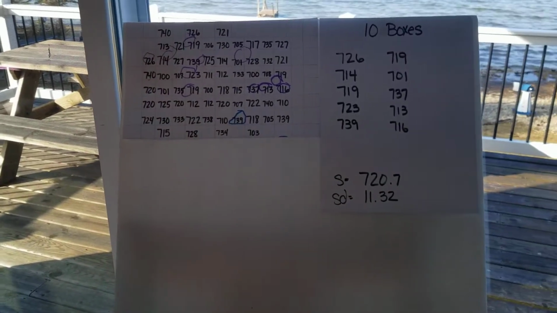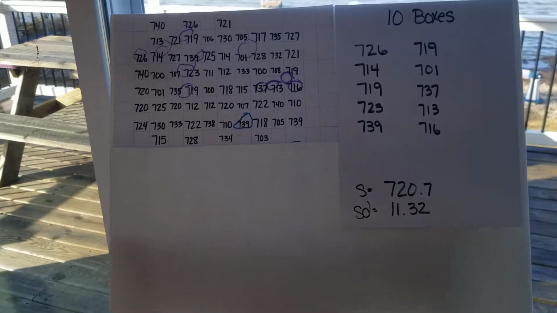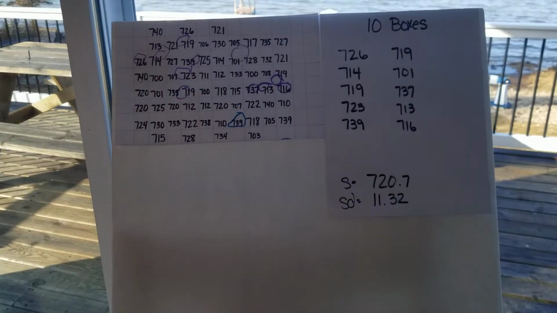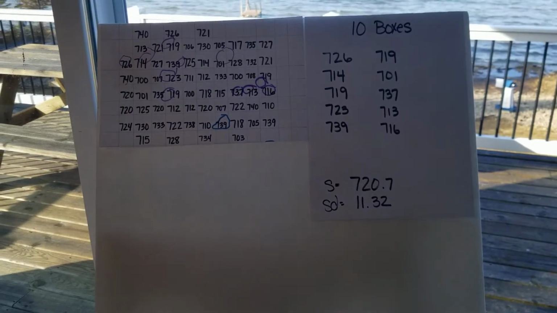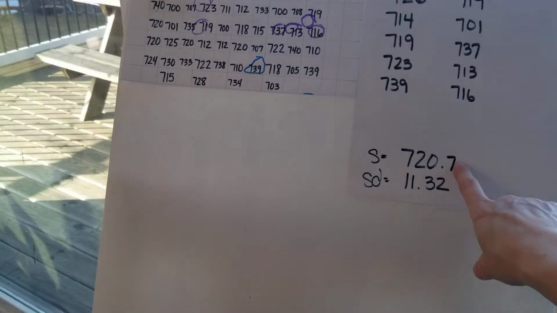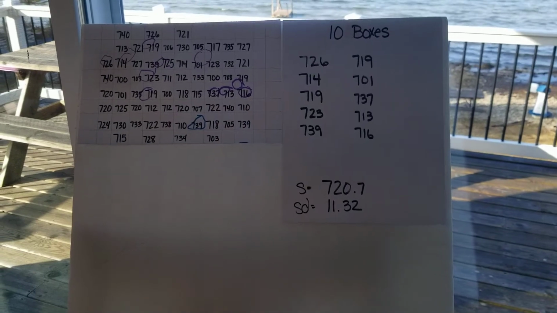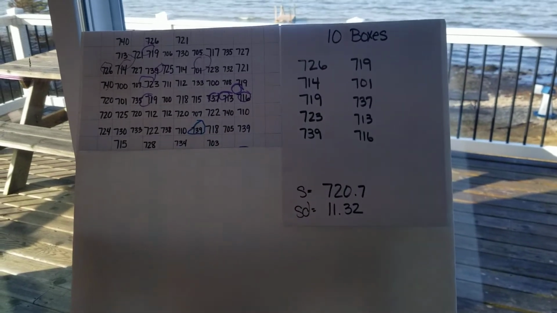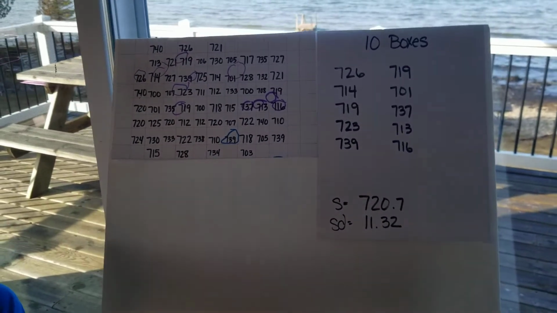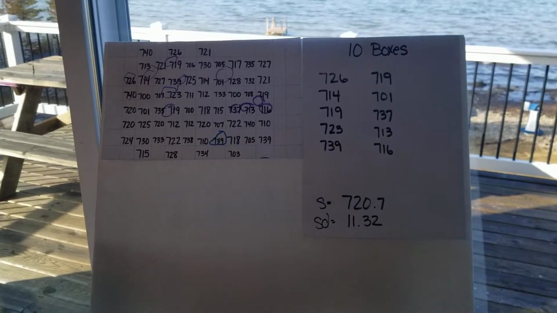So what we did was we listed all of the boxes that Jansen picked. So there are the 10. Here's our 10 random boxes that Jansen picked. I put them into Excel, and I did the equals AVERAGE to get the sample mean, which is 720.7, and then I did equals STDEV on Excel, and it gave me the standard deviation for all of these scores, which is 11.32. So make sure that you don't forget the things that we've already learned up until this point.